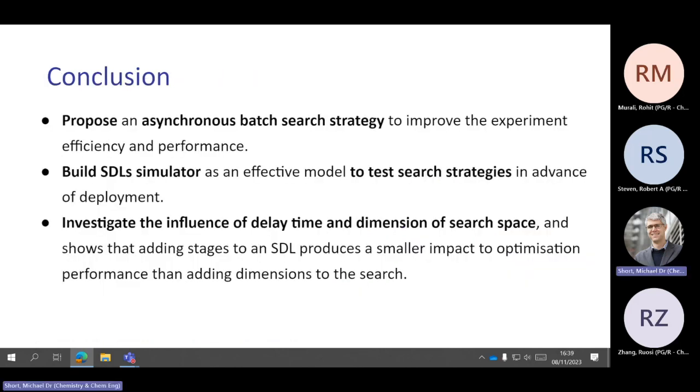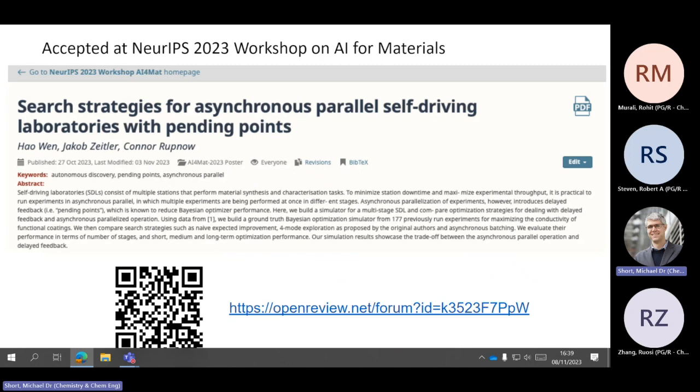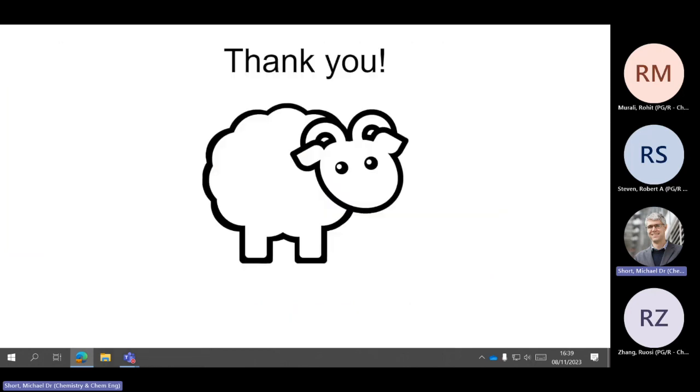So in conclusion, we propose an asynchronous batch search strategy to improve experiment efficiency and performance. Second, we build a simulator for the self-driving laboratory to test such strategies. Third, we investigate the influence of delay time and dimension of the search space. The work has been accepted at this year's workshop on AI for materials. Thank you all for your attention.